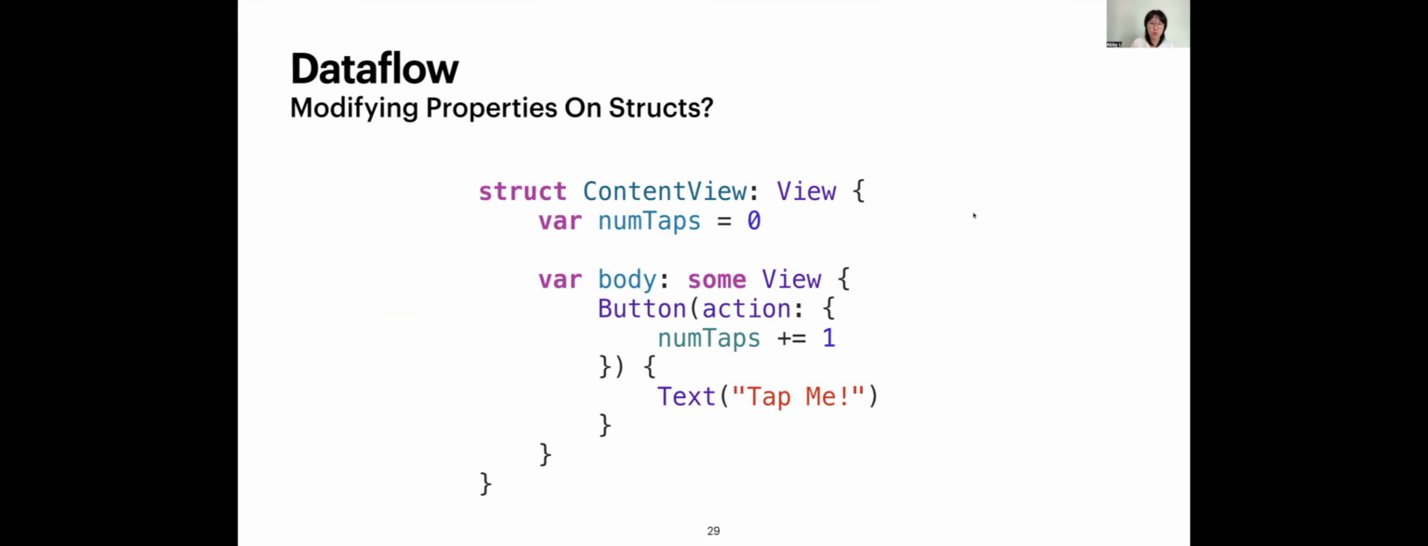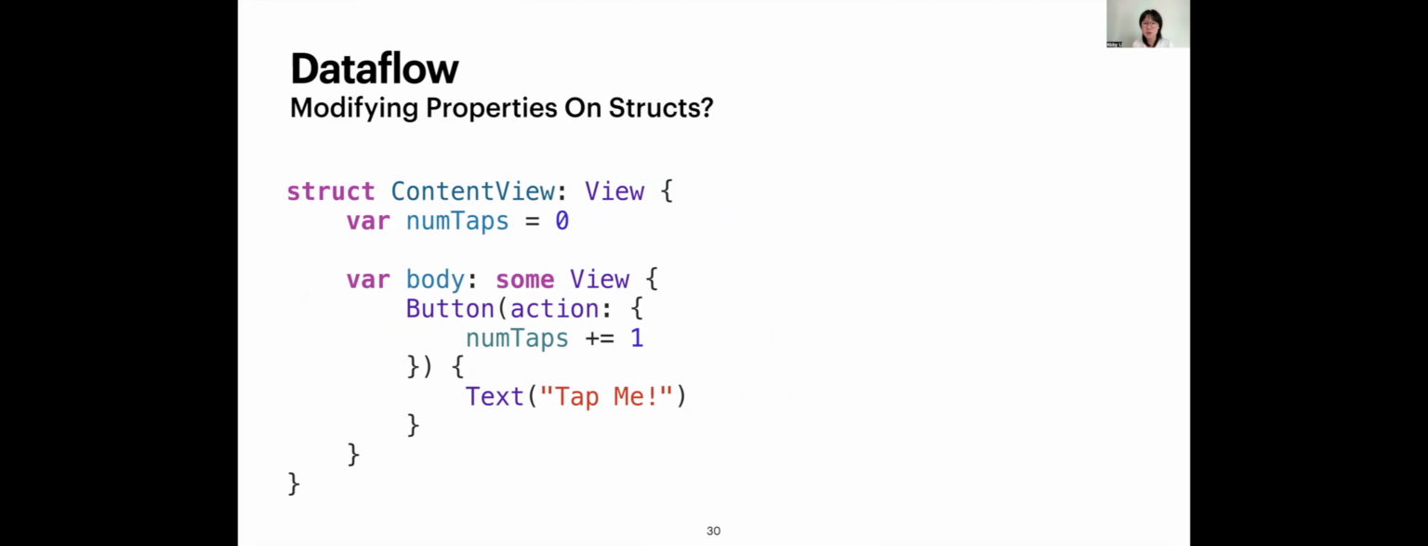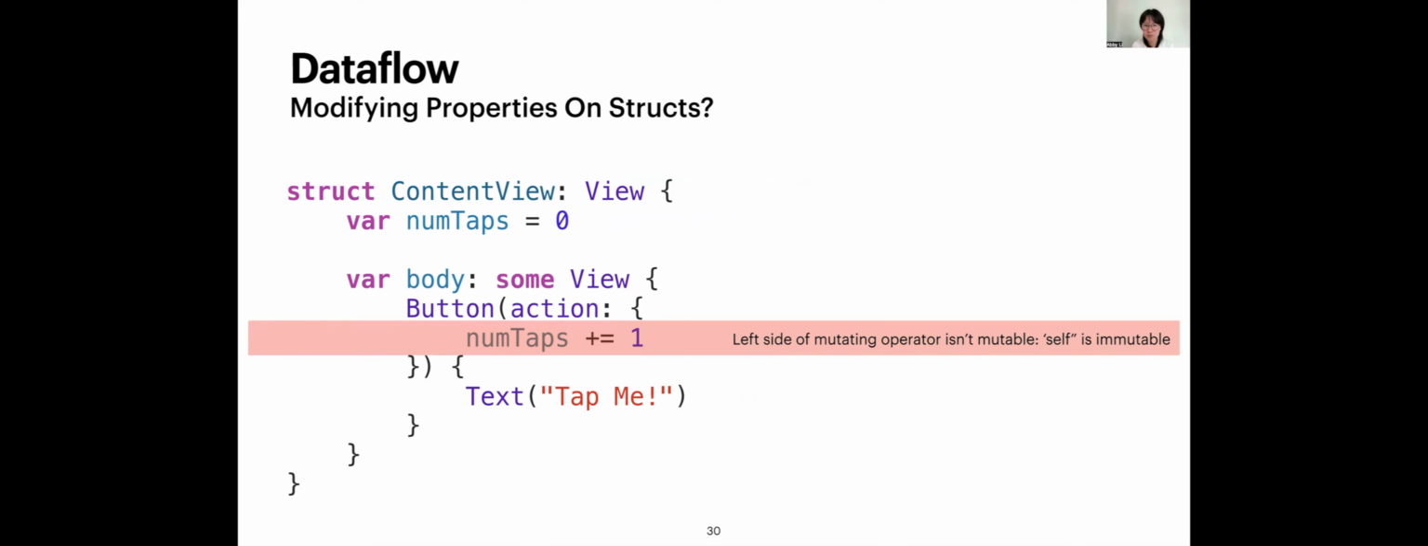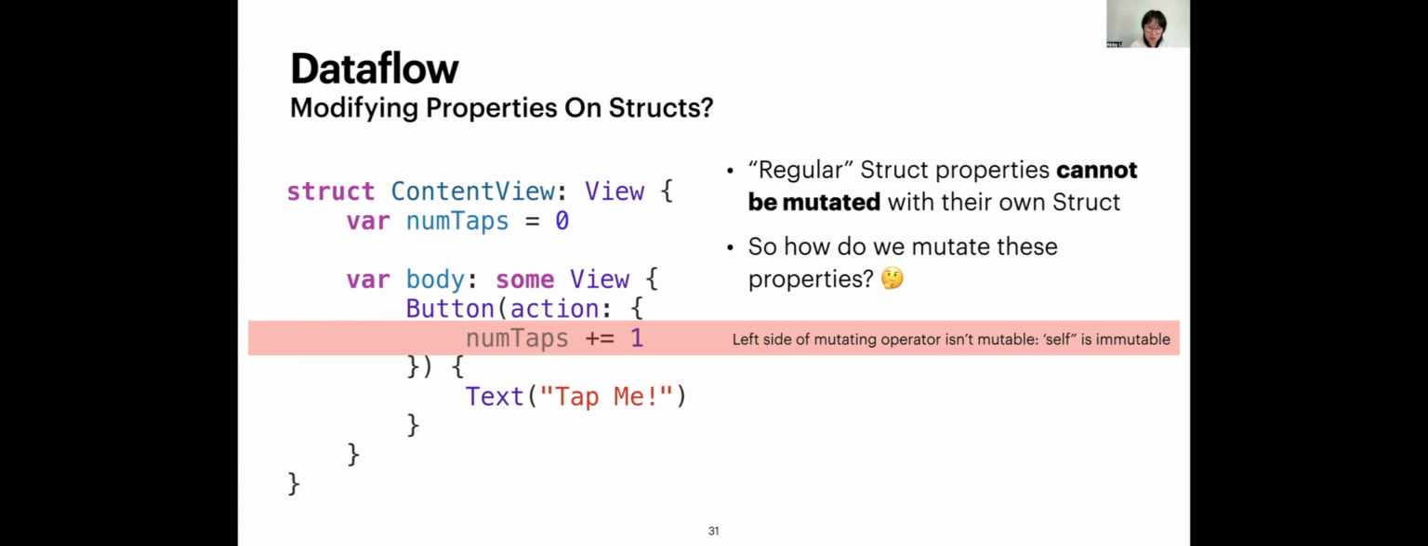But when you try this in Xcode, you get an error. Left side of mutating operator isn't mutable: self is immutable. What's going on? So here's the thing. SwiftUI views are structs, and structs are value types. So by design, a struct's properties cannot be mutated from within its own methods. This is just how structs work in Swift. They're meant to be lightweight and immutable.